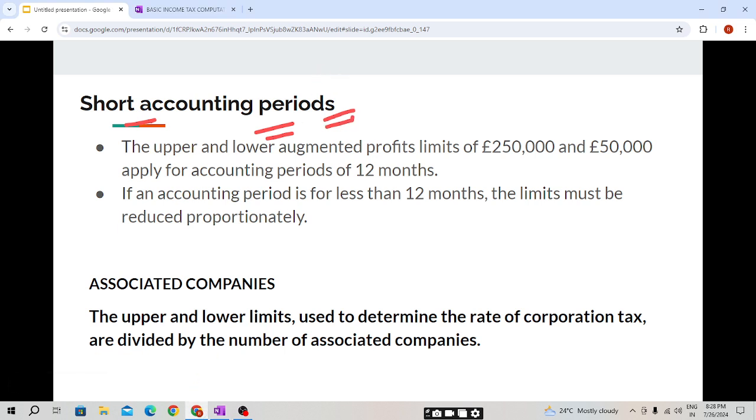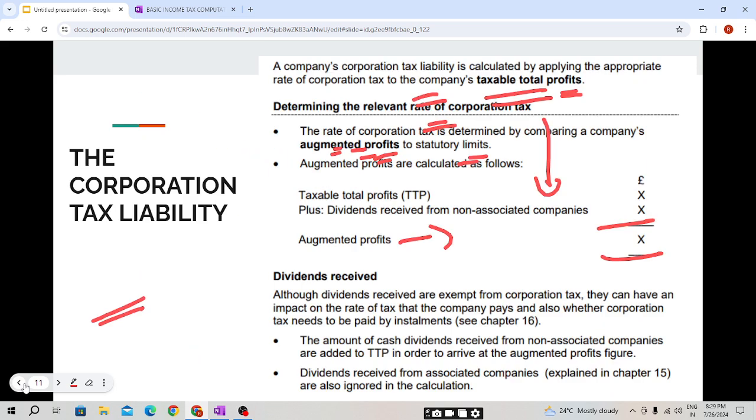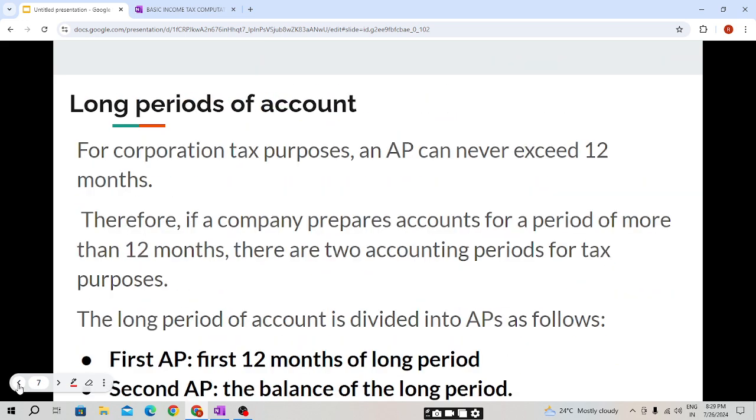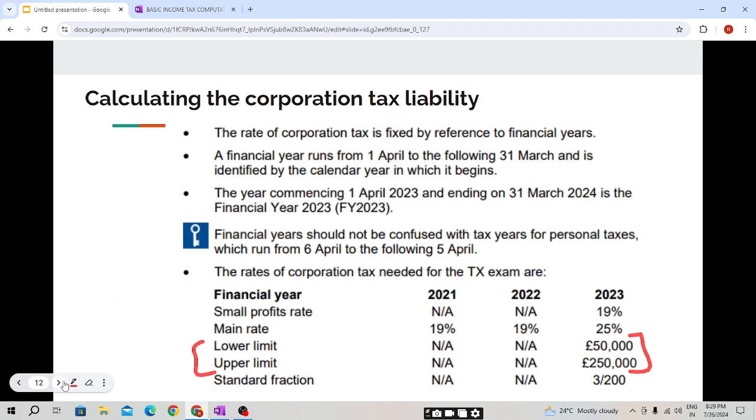As we have discussed, a long accounting period, for example of 18 months, will be split into two accounting periods. The first one will be the 12 months accounting period, known as long period of account. The first accounting period will be 12 months of the long period, that is 18 months means 12 months, and the rest will be the second accounting period.